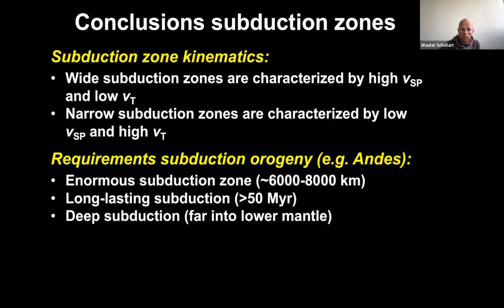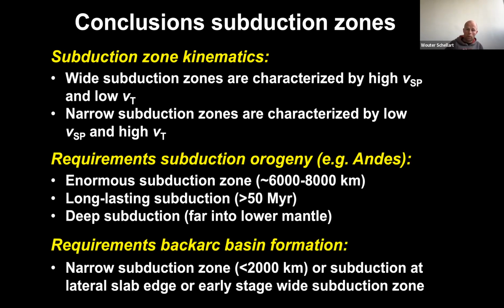What else do we have? In terms of overriding plate deformation, what are the requirements to build a massive Cordilleran origin like the Andes? Well, it seems that we need a very large subduction zone, 8,000 kilometers in trench parallel extent. We need long-lasting subduction, so significantly longer than 50 million years of subduction. And we also need to subduct deep into the lower mantle.